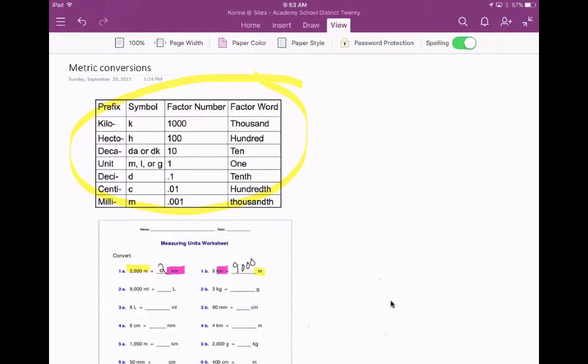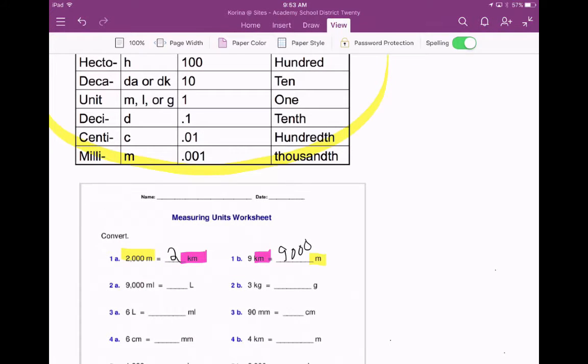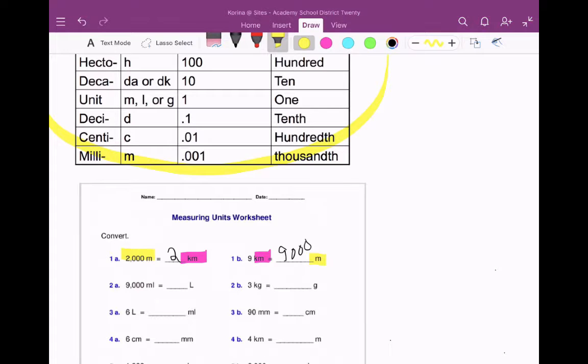We're going to do one more of these together, and then you're going to try a few on your own. We're going to look at problem 2a, which says we have 9,000 milliliters and we want to go to liters. When we look at our chart and we're deciding on our unit conversion factor, we have milliliters going to liters, so we want to use this milli.